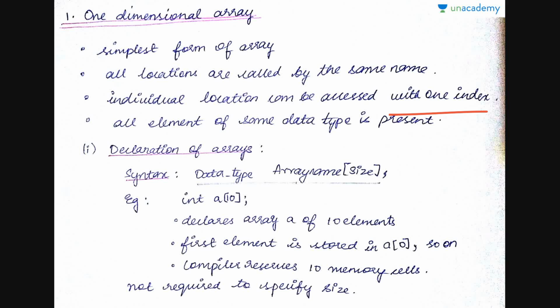Let us see how to declare a one-dimensional array. The syntax for declaration of a one-dimensional array is data type followed by array name followed by the size within the square braces. Let us take an example. Here we have int a of 10, in which a is the name of the array, 10 is the size. This declares an array of 10 elements. First element is stored in a of 0 and second element in a of 1, and so on. And the compiler reserves 10 memory cells, and that should be continuous. Sometimes it's not required to specify the size as well. If you don't feel like specifying the size, you can just leave it empty.